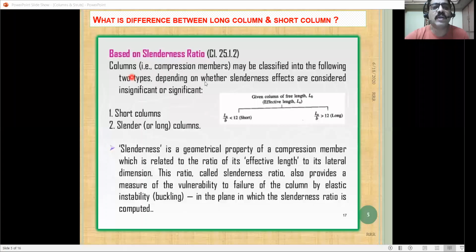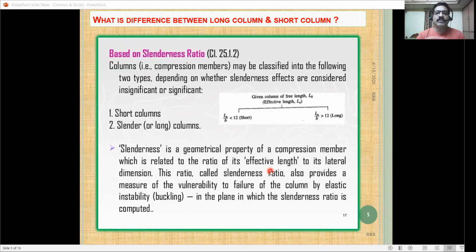So see, a column is a compression member, which may be classified into the following two types depending on the slenderness effect. Please remember, slenderness effect. What is slenderness? We will discuss again clearly what slenderness is. Slenderness is a geometric property of a compression member, related to the ratio of effective length to its lateral dimension, right? Effective length to its lateral dimension.